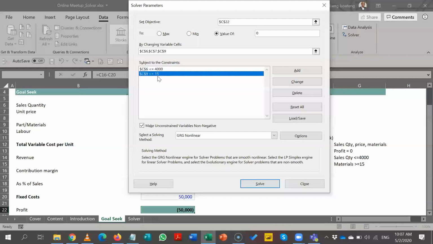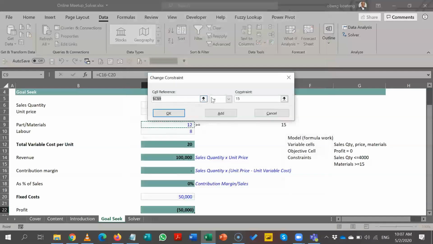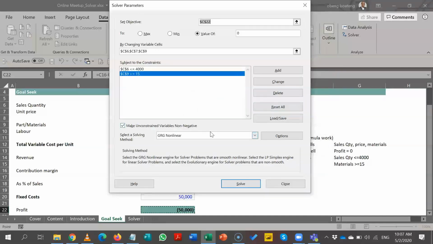Now, you can add more constraints. You can change them if you change your mind by clicking and editing. So it will just bring you this for you to change whatever you want to do. When you are done, you have this checkbox here for all other unconstrained variables, the other cells. When you are solving, you can end up solving the same problem with negative numbers. When you check this box, it restricts solver to positive numbers. So by default, this is checked.